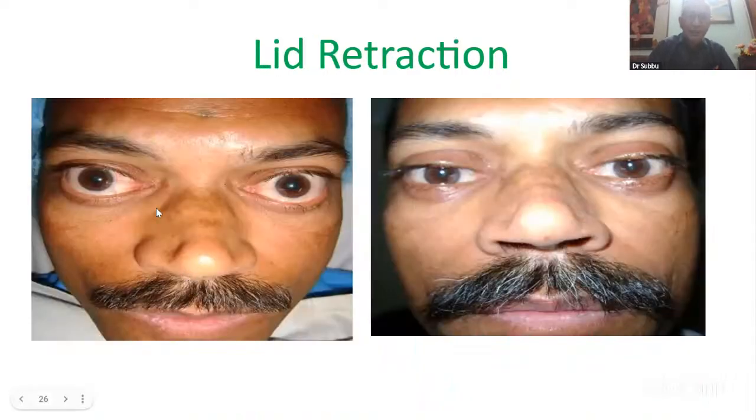This is a patient of thyroid orbitopathy with lid retraction and scleral exposure, as you can see, which has been treated with Muellerotomy on both sides.